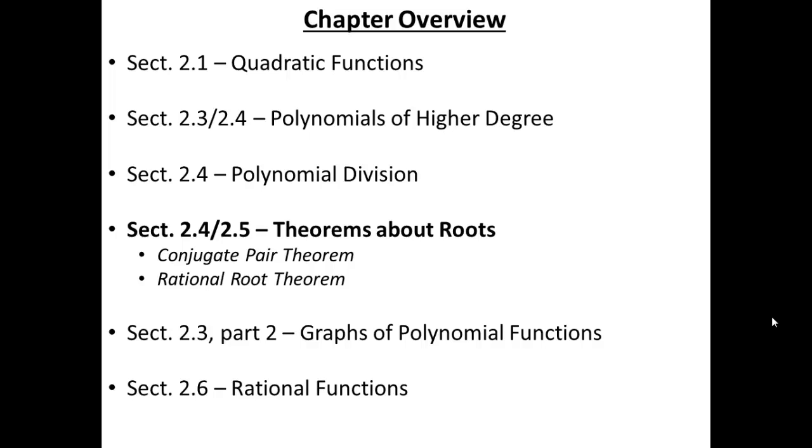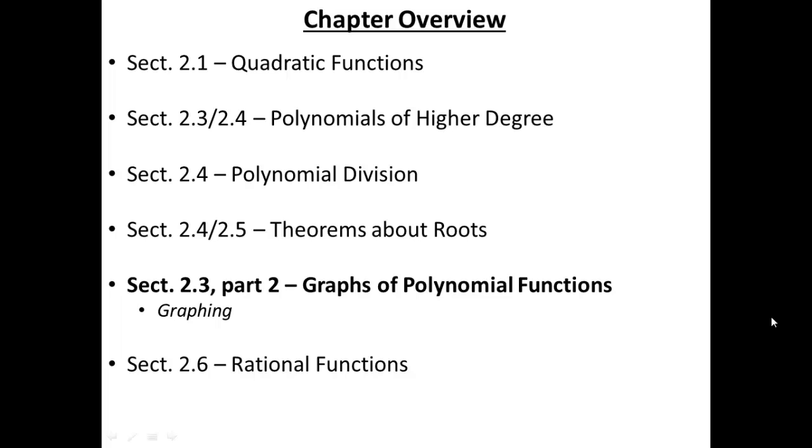We're going to talk about the conjugate pair theorem, and we're going to talk about the rational root theorem. The rational root theorem being the end-all be-all for solving polynomial functions. If nothing else works, try the rational root theorem. Once we know how to solve any polynomial we're given, we'll be ready to actually jump into graphing polynomial functions, which is actually a second look at section 3.